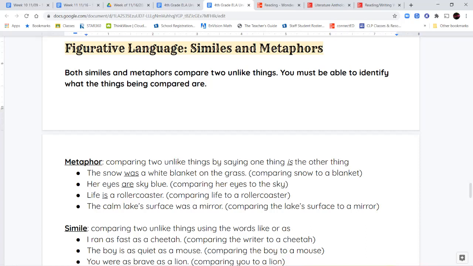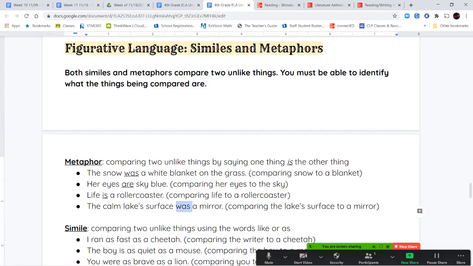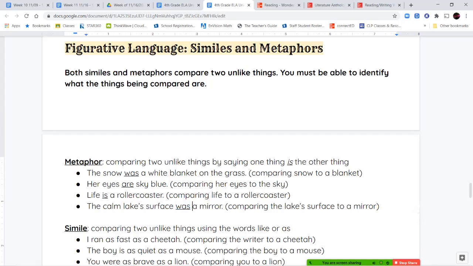The calm lake surface was a mirror. So was is going to be my clue word that's telling me one thing is basically the other thing. I'm going to underline this for you guys. So here I'm comparing the lake to a mirror. So remember, a metaphor says one thing is the other thing.